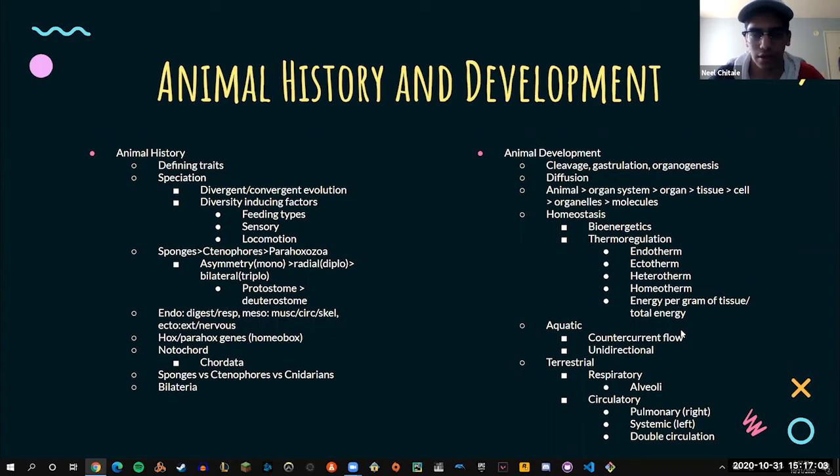If you're in the ocean and you are a somewhat less mobile organism, then you really don't need as much in terms of a mesoderm.